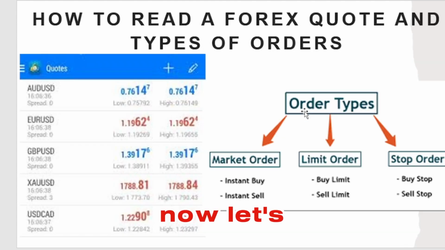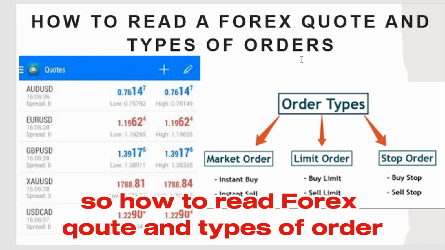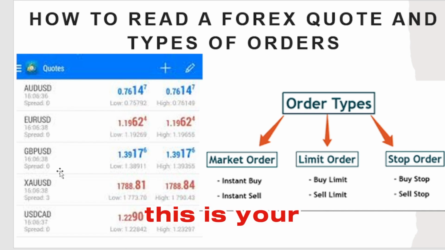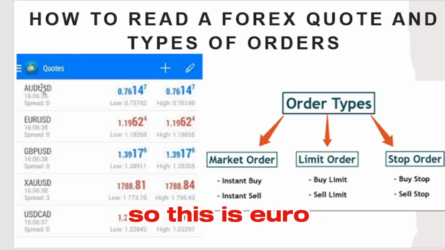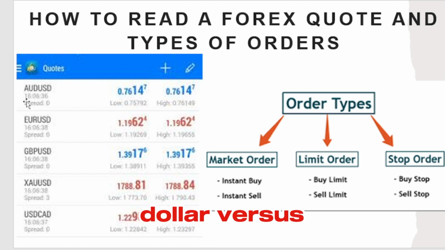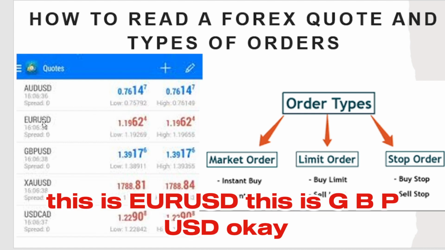Okay, so now let's move forward. How to read Forex quotes and types of orders. Forex quotes are where your currency pairs are quoted. This is your watch list. So this is EUR, AUD, USD. It means your Australian dollar versus the United States dollar. This is EUR/USD, this is GBP/USD.